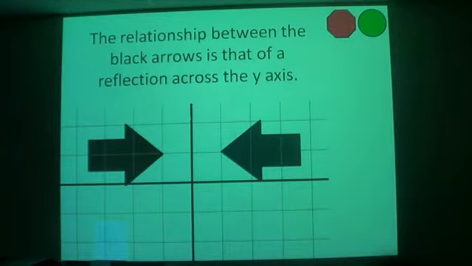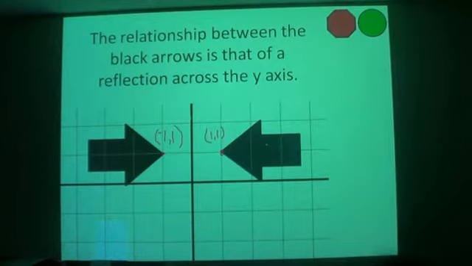All right, here we see a relationship between the black arrows. It is a reflection across the y-axis. The point here happens to be 1, 1. The reflected point, if we reflect it across the y-axis, happens to be -1, 1. When you're reflecting things across an axis, it's a real good idea for you to take that image, sketch it out, and look at it so that you don't make some silly little mistake with a negative or a positive.